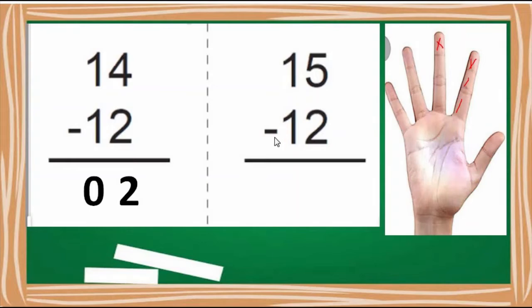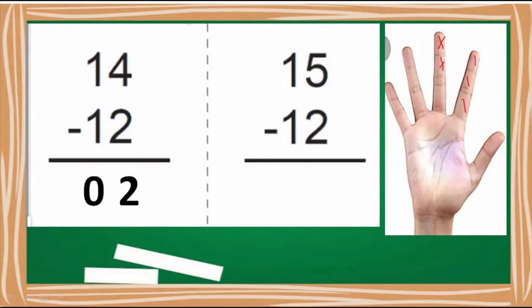Next sum is 15 minus 12. Now look at your hand and count 5 fingertips. Count with me. 1, 2, 3, 4, 5. Now if we want to make subtraction of 5 minus 2, we have to cross out 2 fingertips out of this 5. 1 and 2. Stop. Now see, look at your hand, my dear. How many fingertips are remaining there? Look.